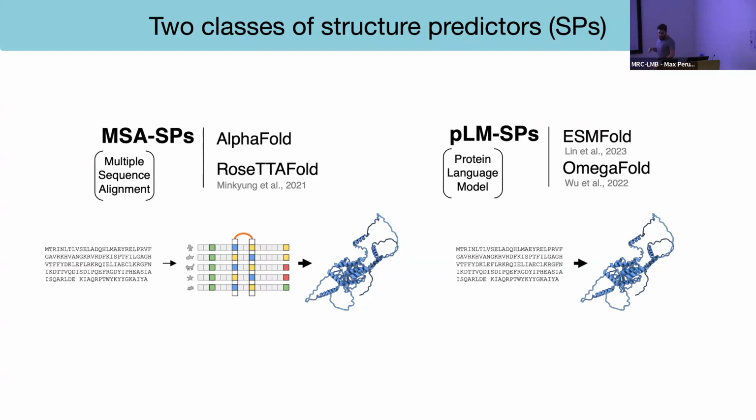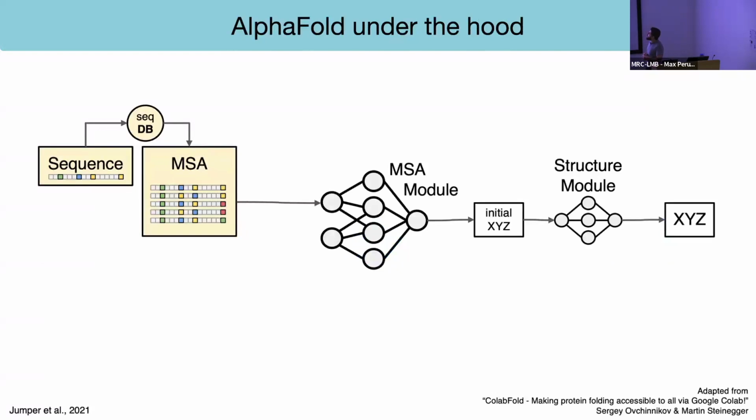Again, I'm going to focus on AlphaFold because it's most commonly used, especially at the LMB. And so let's take a look at what's going on with AlphaFold under the hood. We have our sequence of interest. Like I said, the multiple sequence alignment is the input, right? So the first step in this is to do a search against a sequence database.